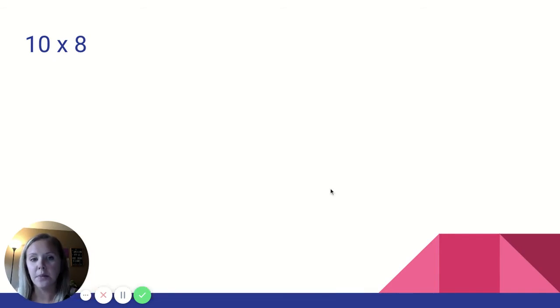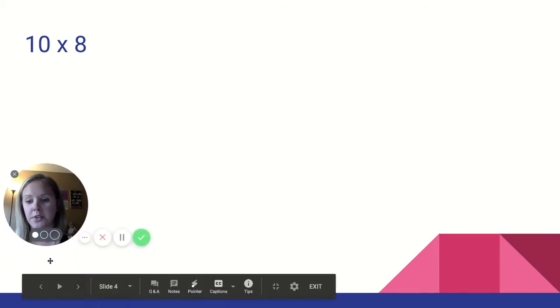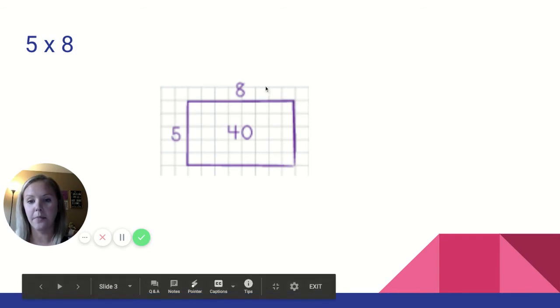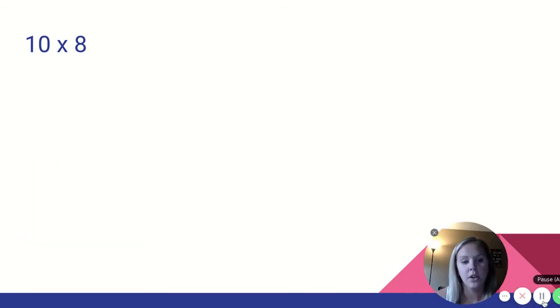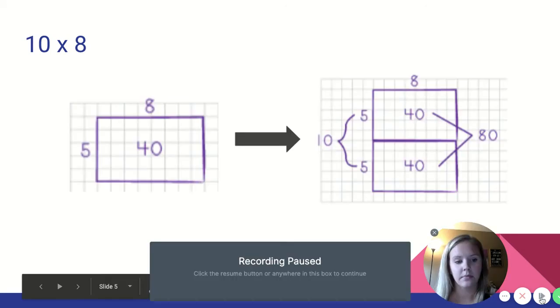The next problem in the problem string we're going to solve is 10 times 8. Remember, with problem strings, we start with an easier one and we build up to harder ones. So think about how you can use the area model in the first problem, this 5 by 8 area model, to solve 10 times 8. You might have noticed when we solve 5 times 8 and then solve 10 times 8, only one of the numbers is changing. 5 is doubling to become 10. That means that our area model needs to double as well to solve the problem.